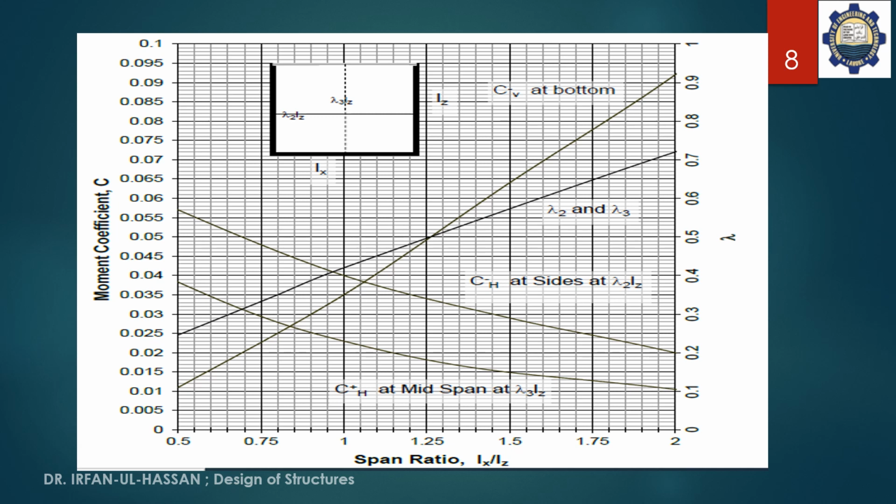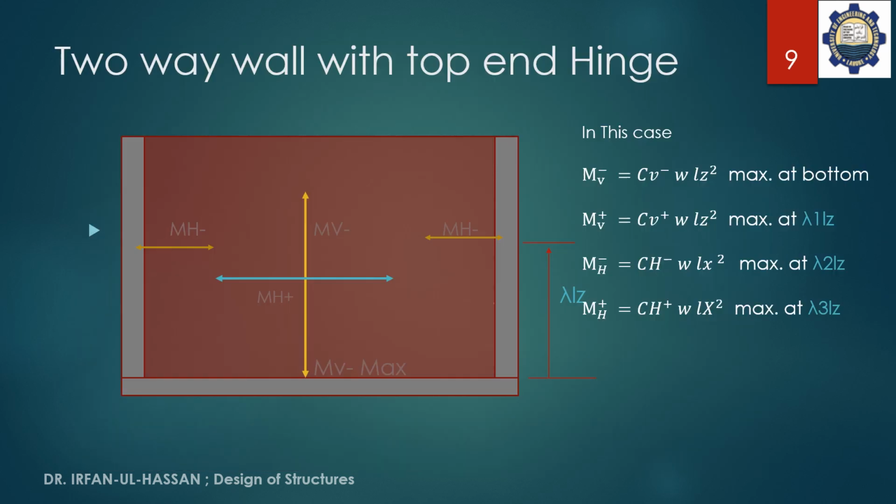One is the coefficients on the left hand side of this curve, and lambda, which is giving us the location of the moment. So we will see the aspect ratio Lx over Lz, go in the upward direction and cross this coefficient, CH negative from this, CH positive, CV negative, and lambda from the right side. Lambda into Lz gives us the location as it is written in the formula. So lambda into Lz, this is for the first case.